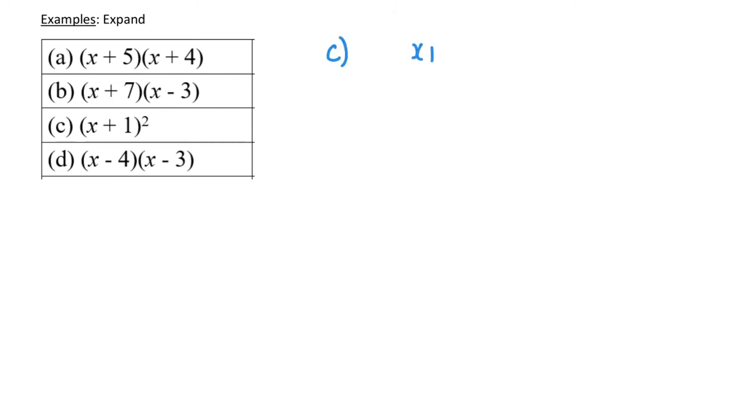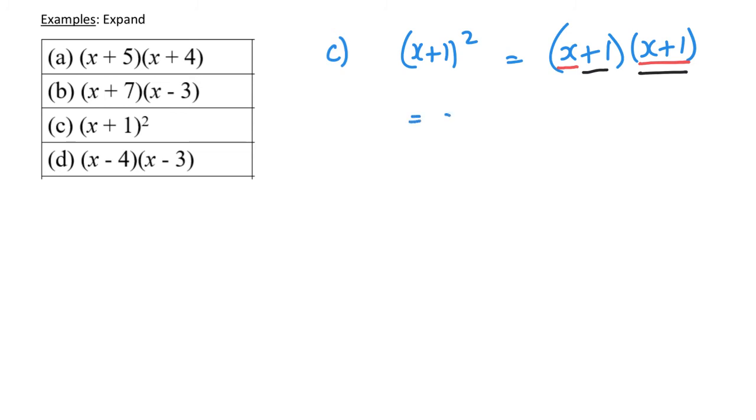Part C, x plus 1 squared. Well, anything squared means we multiply it by itself. So we're going to have x plus 1 upon x plus 1. And I'm going to use the two brackets method. So what we do is we separate it with x multiplied by the second bracket, and then plus 1 multiplied by the second bracket. So that's going to equal x upon x plus 1, and then plus 1 upon x plus 1. And this was the first term, and then this was the second one.